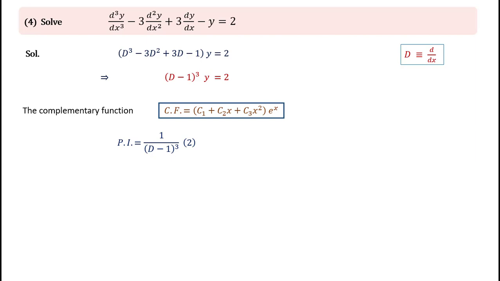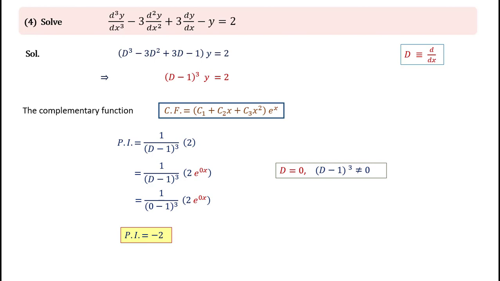In the given differential equation, the right hand side is 2, which is a constant. Now to find the particular integral, we will take 2 as 2 into e power 0x, because we know that e power 0 is 1. Now the denominator does not vanish if we put D is equal to 0. So the particular integral is minus 2. Hence the complete solution of the given differential equation is.